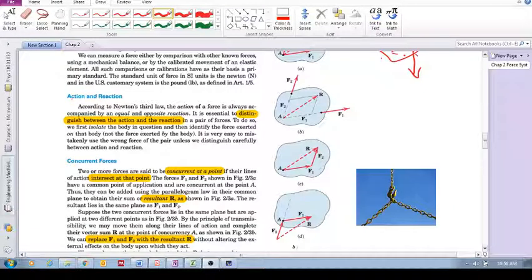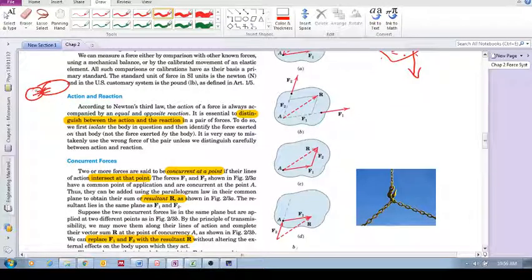2.2, action and reaction. According to Newton's third law, the action of a force is always accompanied by an equal and opposite reaction. So object 1, object 2, right? That force is accompanied by that force. If this force applies a force onto that body, there is an equal and opposite reactive force onto that body. Now, why do we bring this out?